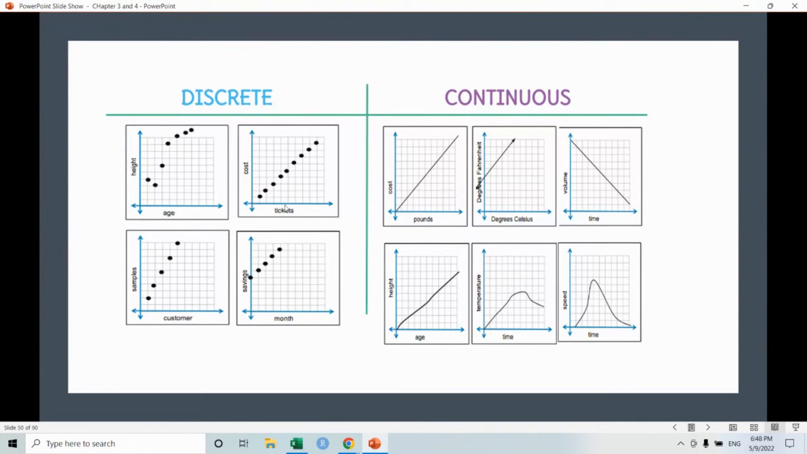Cost of tickets. So if you bought 1 ticket, 2 tickets, 3 tickets, so tickets would be discrete. Number of customers, you can't have half a customer, right? You'd have 1 customer, 2 customers, 3 customers, etc. Same thing with months. But you can look at some of these variables on a continuous scale as well, right?